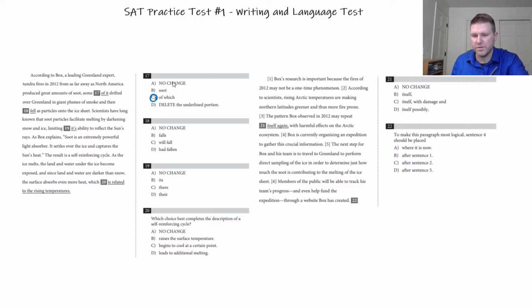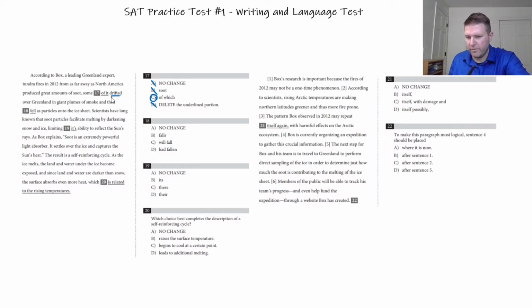Okay, these other options create comma splices as well. So some of it drifted, some soot drifted, or some drifted. You would need a period in every case there, or a semicolon or something like that. But yeah, C, if you're forced to use the comma, is perfect. So the second one here, 18, some of which drifted over Greenland.